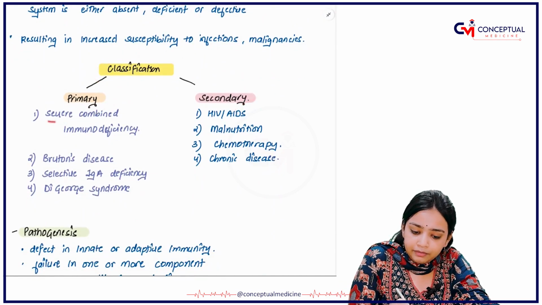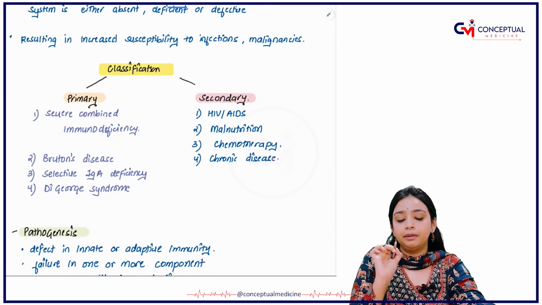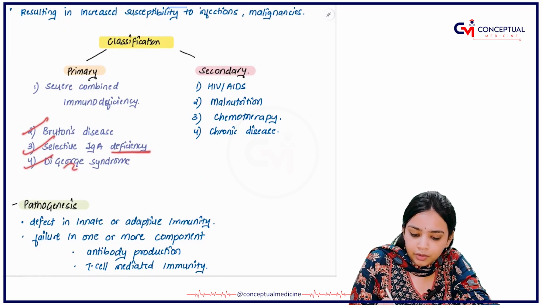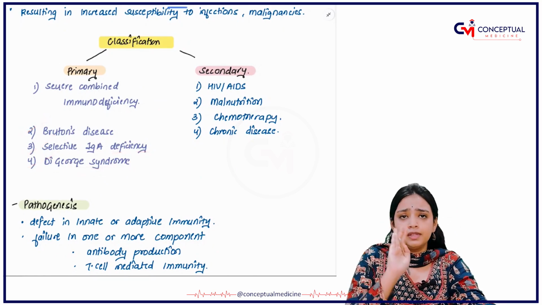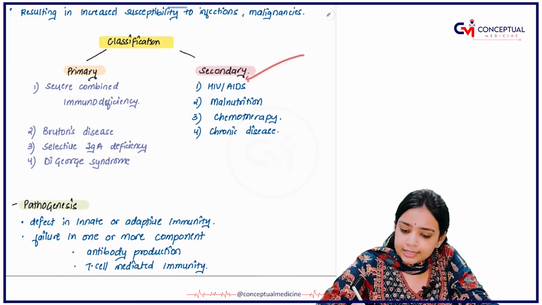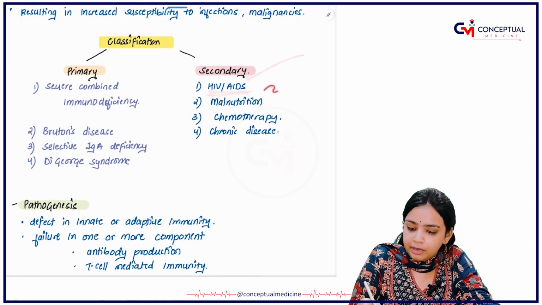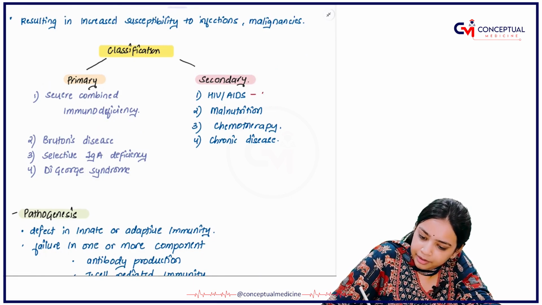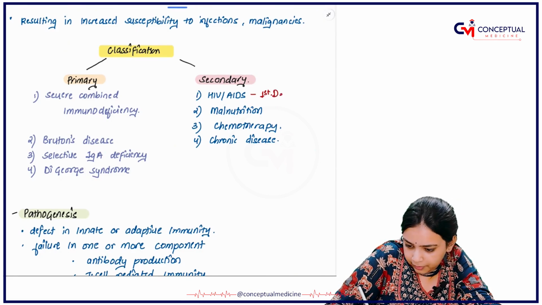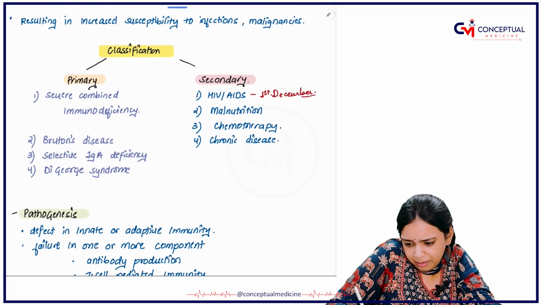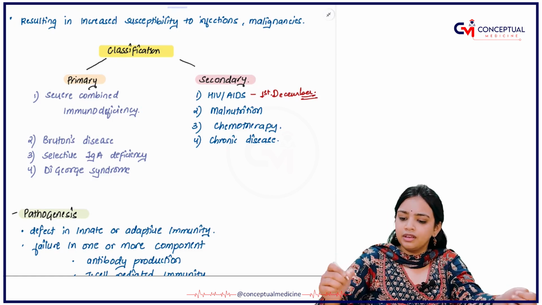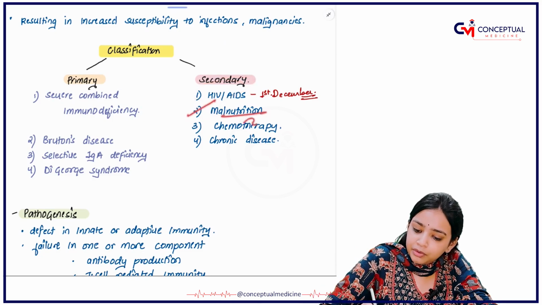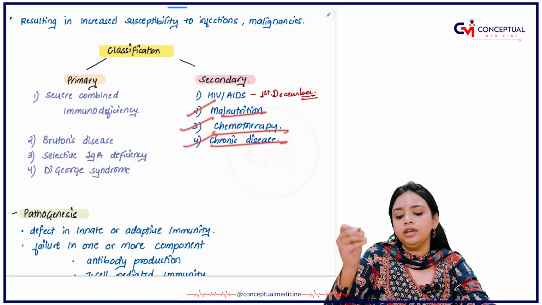In the primary type, you have the SCID, that is your severe combined immunodeficiency. You have the Bruton's disease, you have the selective IgA deficiency, and you have the DiGeorge syndrome. We'll study about them in detail. In the secondary, you have the HIV or AIDS, very popular. And tell me, when is the World AIDS Day celebrated? I guess it's 1st December, right? So you need to remember this information also. It's very, very good to remember this kind of information. Then you have the malnutrition, then you have the chemotherapy and the chronic disease.